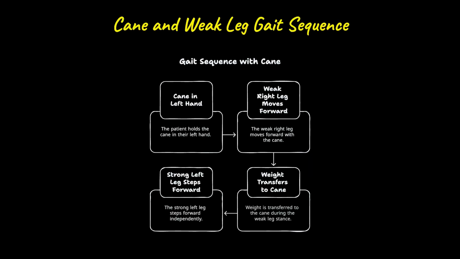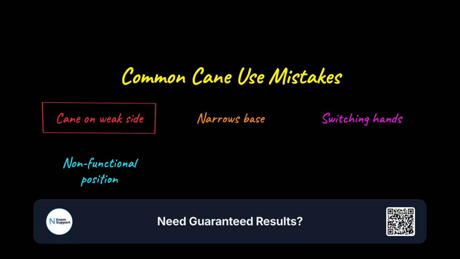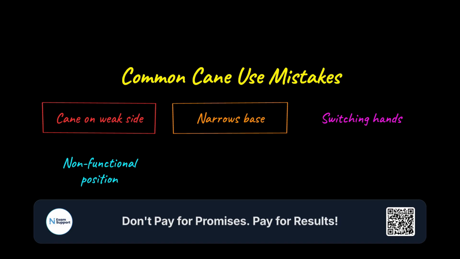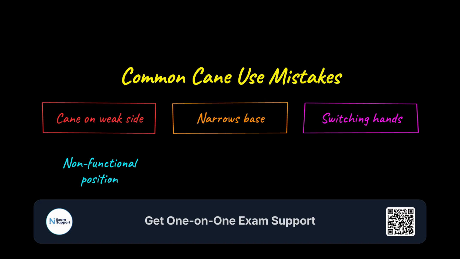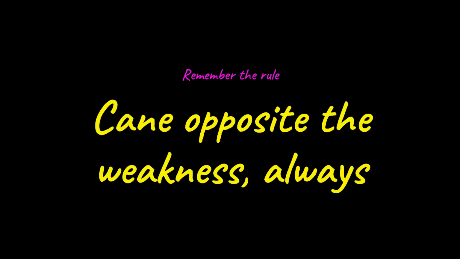In practice, the cane and the weak leg move forward together. Weight shifts onto the cane as the weak leg swings, and then the strong leg steps through on its own, producing a smooth, sustainable gait. Exam traps place the cane on the weak side, which narrows the base instead of widening it, or have the patient switch hands, or hold the cane behind the back where it can't bear weight when needed. Whenever you see cane use tested, confirm it's held opposite the weak side, advances with the weak leg, and stays in one consistent hand throughout the gait cycle.